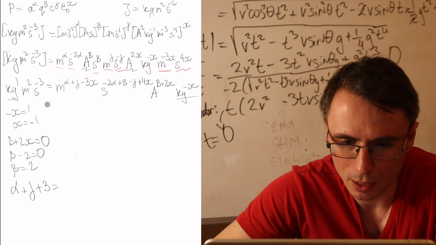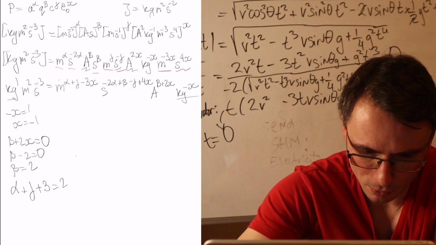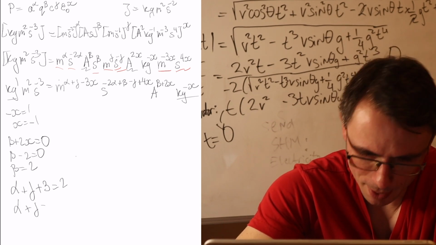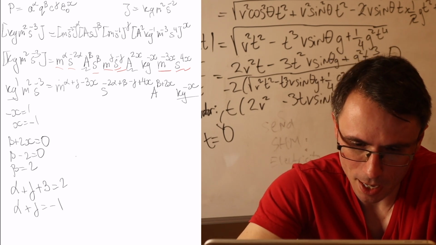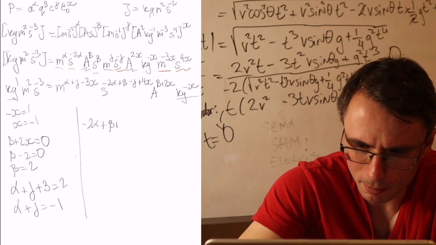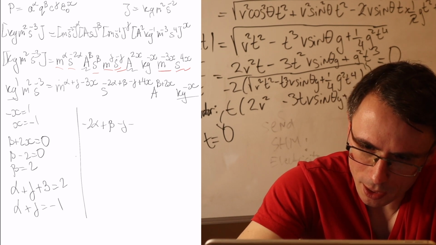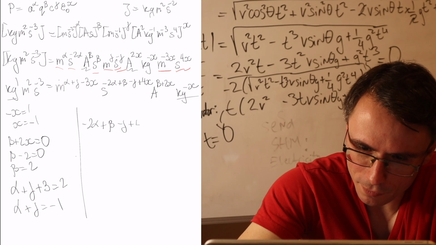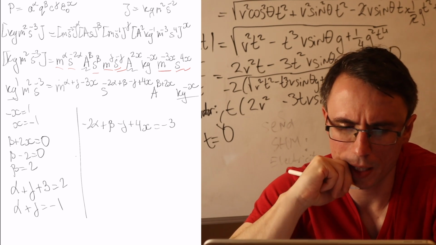This here is for the meters, so this here is going to have to equal 2. Okay, so that means that alpha plus gamma is going to have to give me -1. And I've got one more equation: -2 alpha plus beta minus gamma, plus 4x, this is for seconds, is going to have to be equal to -3.